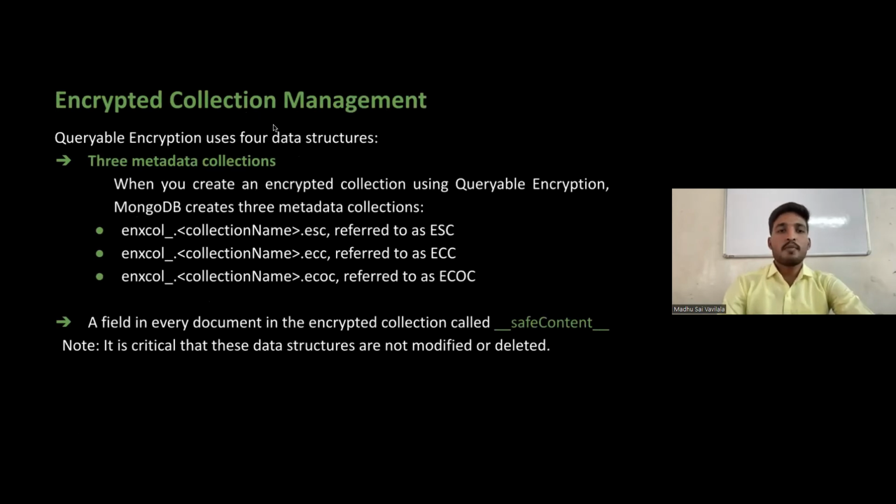Queryable encryption has 4 data structures and 3 metadata collections. When you insert data into a queryable encryption collection, 3 metadata collections are created: the ESC collection, the ECC collection, and the ECOC collection. These are the extensions of those collections, and we can simply refer to them with those extensions. A field in every document which is encrypted is treated as safe content.